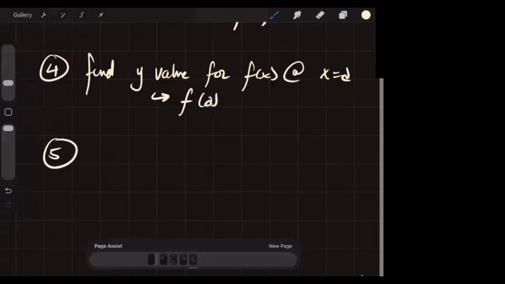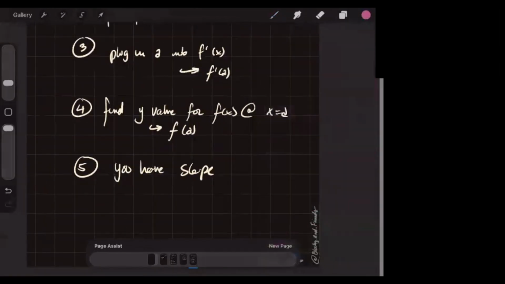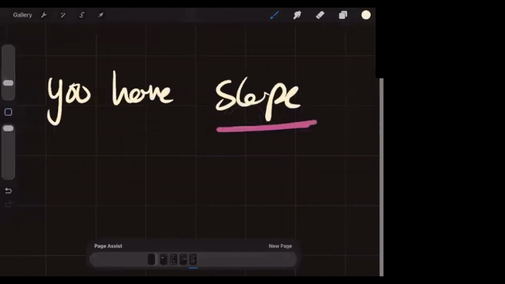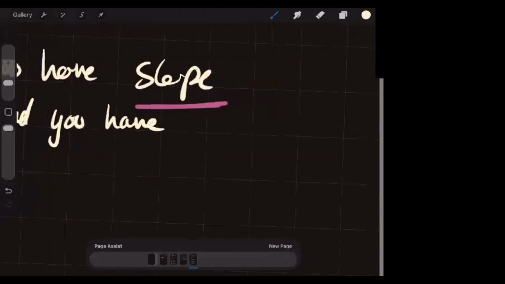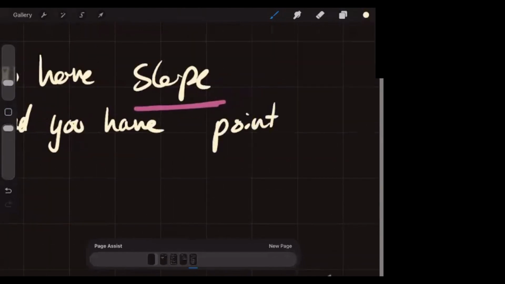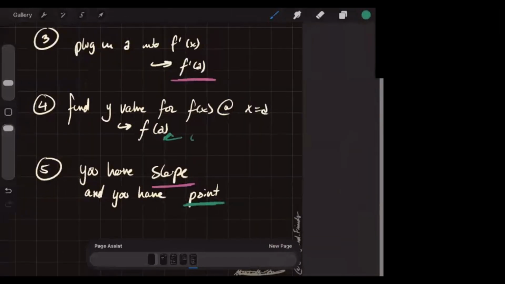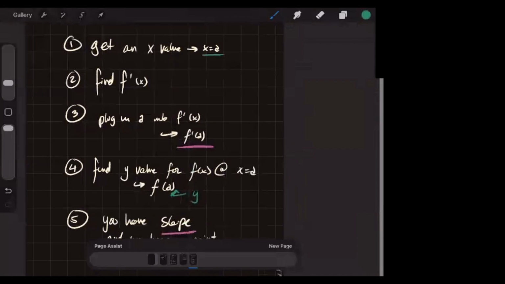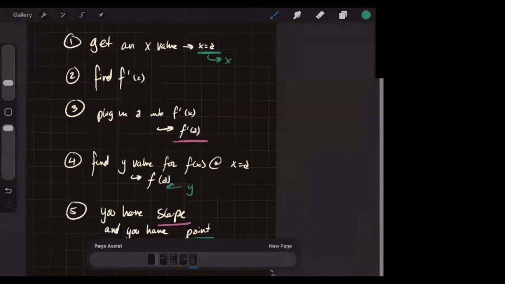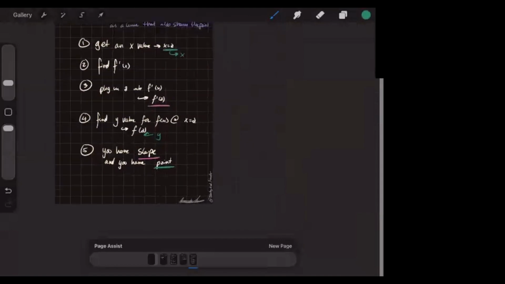And so now you have the slope because of this, and you have a point, and you're not ready for this. Oh, and the point is going to come from this, your y value, and this is your x value. You have slope and a point.